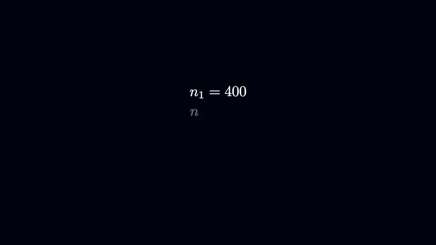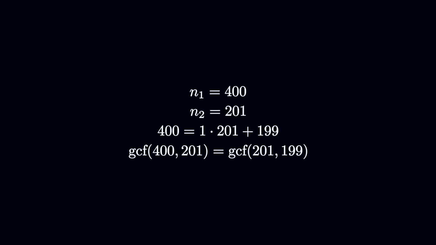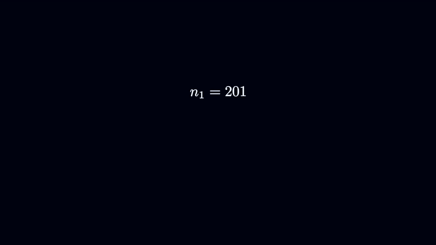Let's pretend our horizontal period is 400 frames, and our vertical period is 201 frames. Any factor shared between 400 and 201 will also be shared between 201 and 400 minus 201, or 199. This is because if our GCF is a factor of 201, 201 is a multiple of our GCF. And if we subtract a multiple of our GCF, our new number will still share all of the relevant factors. So now we have two new numbers, 201 and 199.